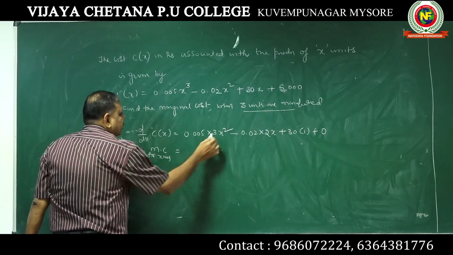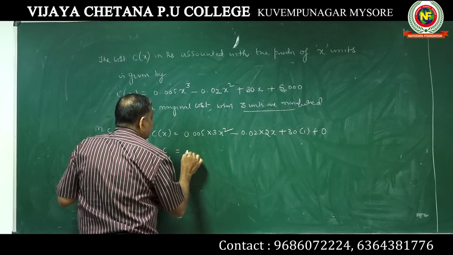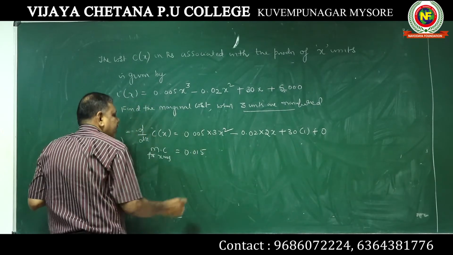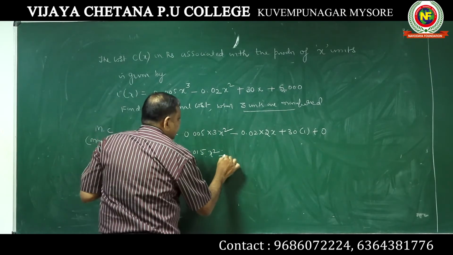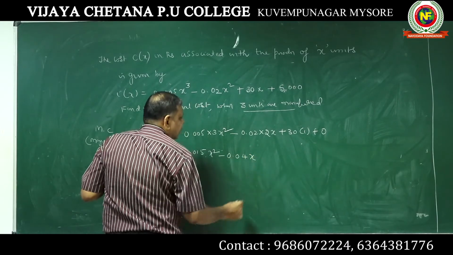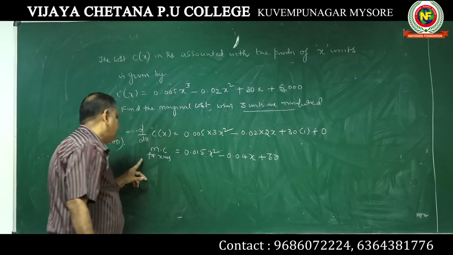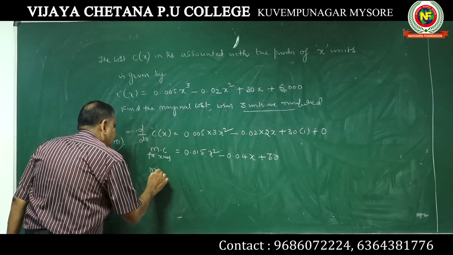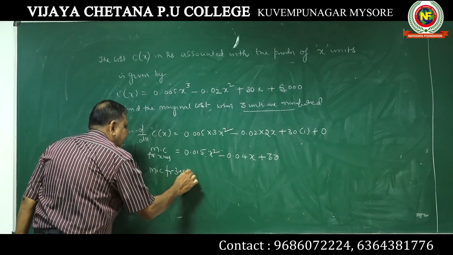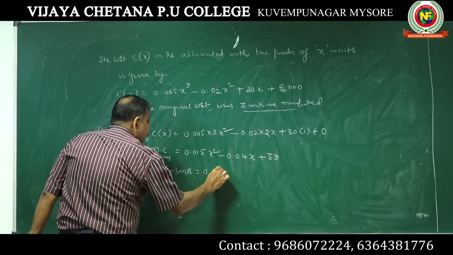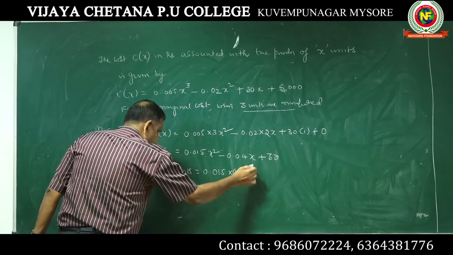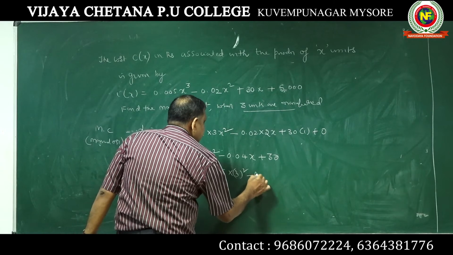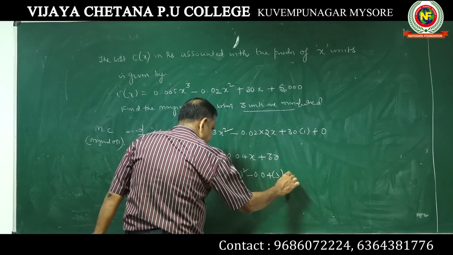Multiply 3 into 0.005: how much actually? 0.015. So 0.015 x square, minus 0.04 x, plus 30. This is your marginal cost for x units. But he wants marginal cost for 3 units. So MC for 3 units: in place of x put 3. 0.015 into 3 square, minus 0.04 into 3, plus 30.